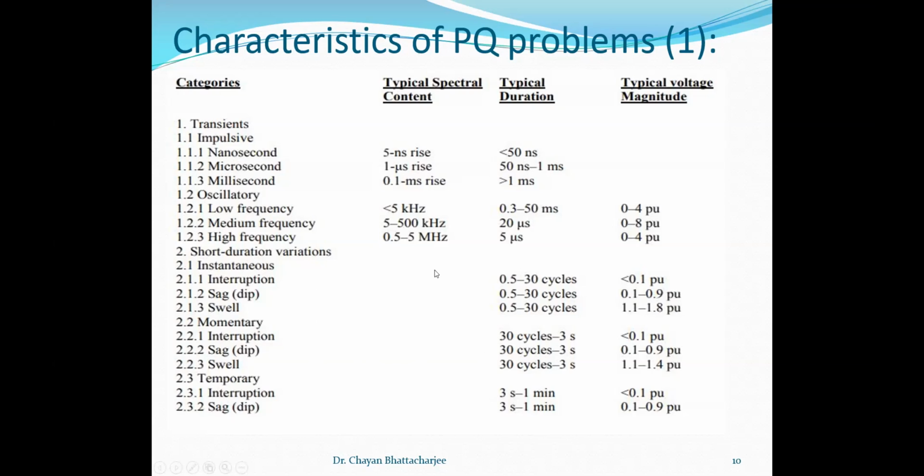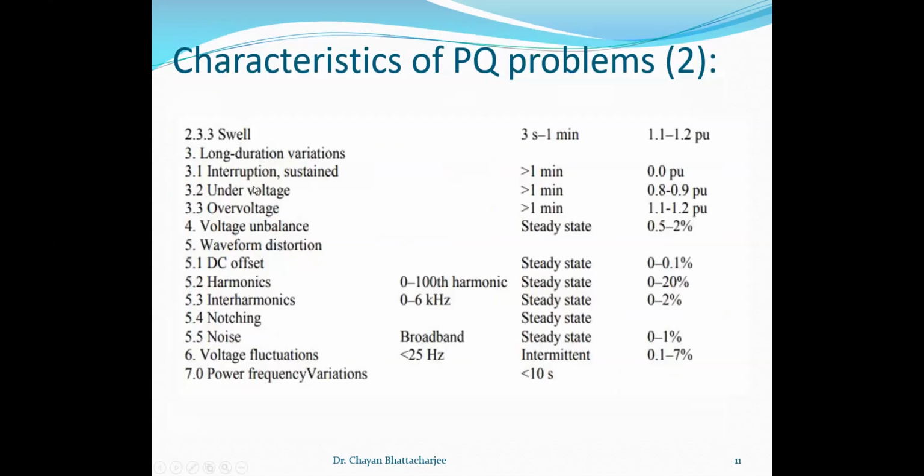Next, the problems are your long duration voltage variations. Long duration means greater than 1 minute. There, the sag and swell are replaced by under voltage, over voltage, and sustained interruptions, with their respective voltage magnitudes. Under voltage generally stays between 0.8 to 0.9. For over voltage, it is 1.1 to 1.2, and it does not continuously increase beyond that.